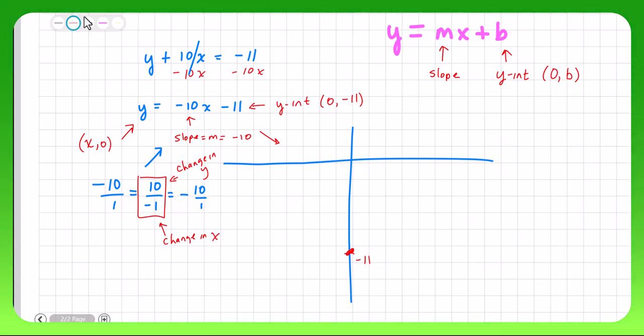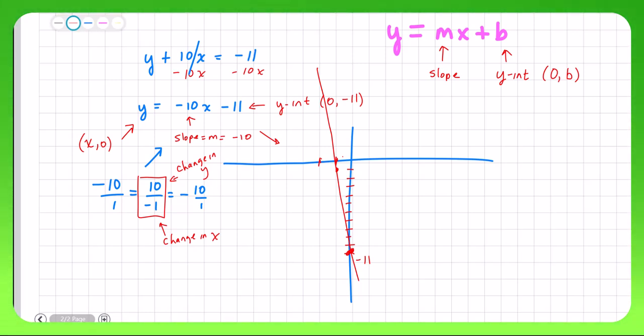So what I could do is go up, since this is positive, 10: 1, 2, 3, 4, 5, 6, 7, 8, 9, 10. And then from here, the x is negative. We'll just make these in ones. So I would go 1 over, put a point there, and prepare to be amazed if I can actually get a line through those 2 points. Oh, look at that, I did it. And so that's what this line would look like.